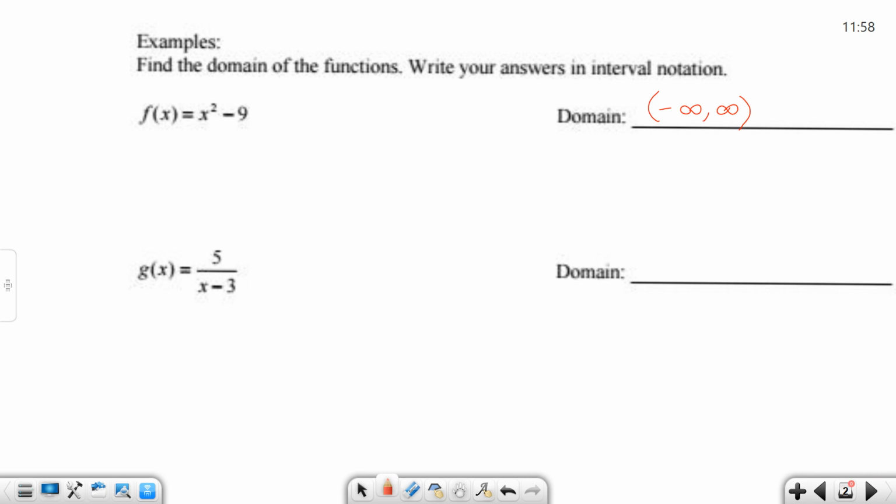What domain actually means is that you can plug a number in and get a real number back. So it doesn't matter what number you plug into this function, you'd always get a number back. And so that means every number is allowed. And so the way that we write every number is allowed is negative infinity to infinity. Okay, let's move to our second one.